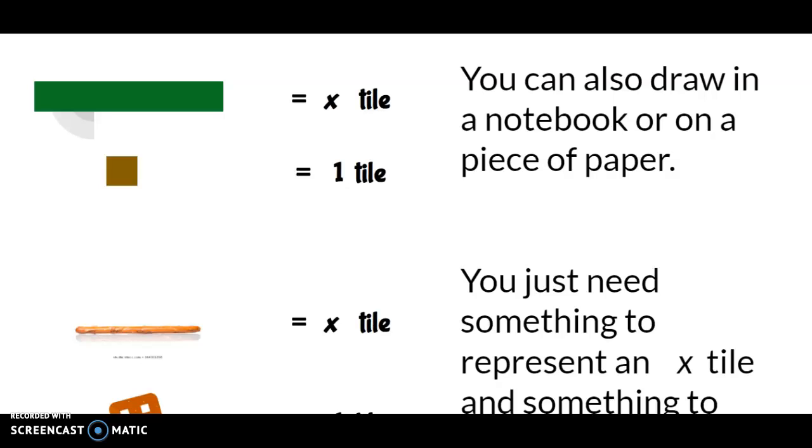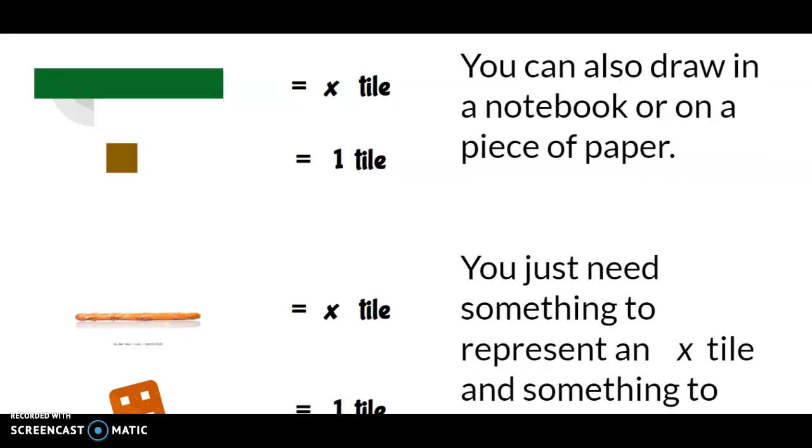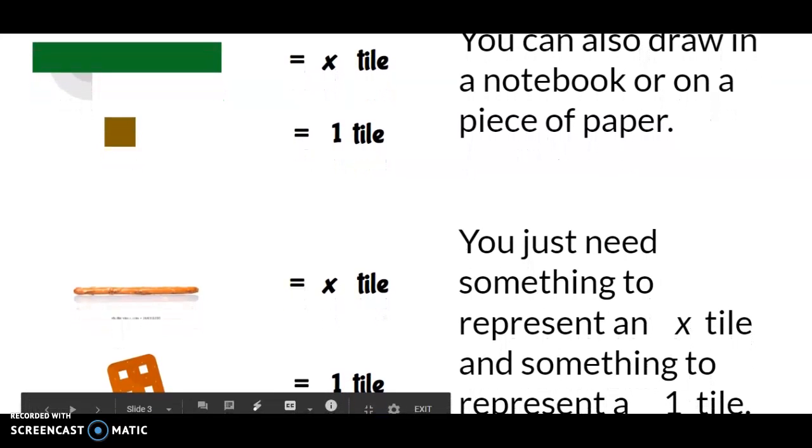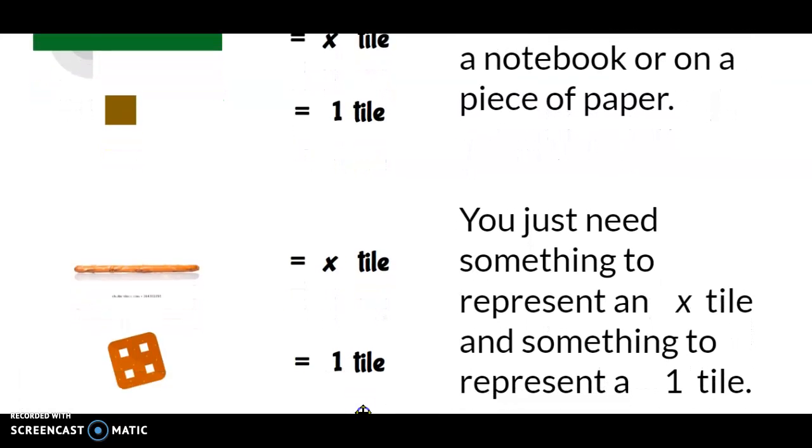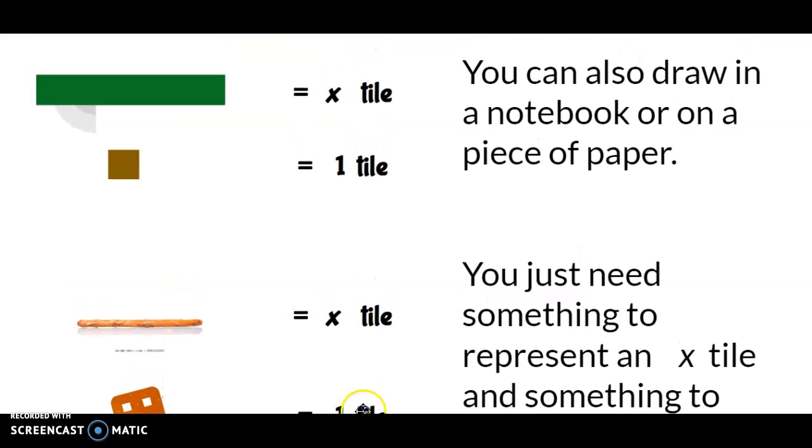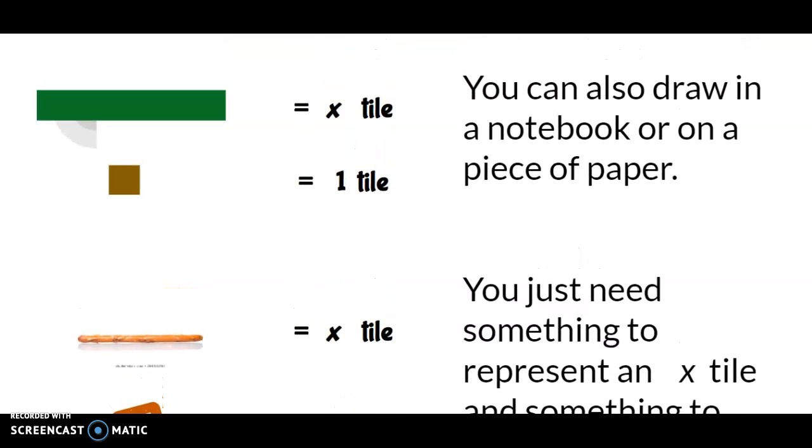And it got cut off, but I can fix it, I think. Your pretzel would represent the X tile and your Chex Mix would represent the 1 tile. I gotta move it back up so I can move through the slides, guys.